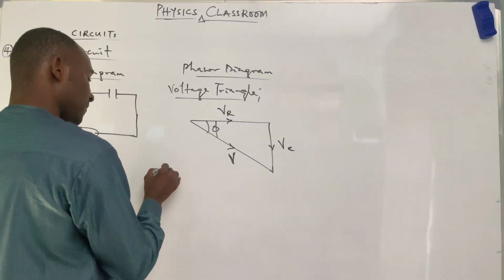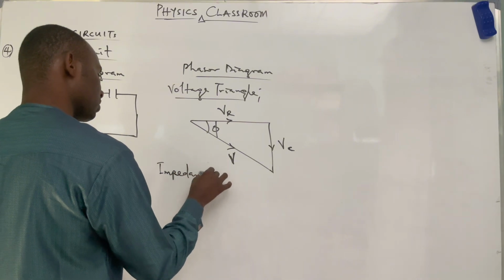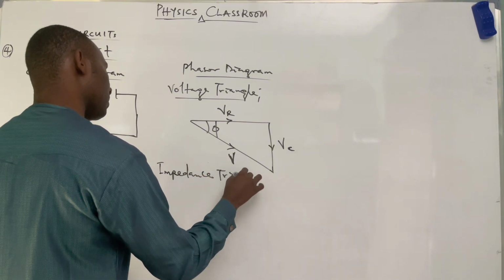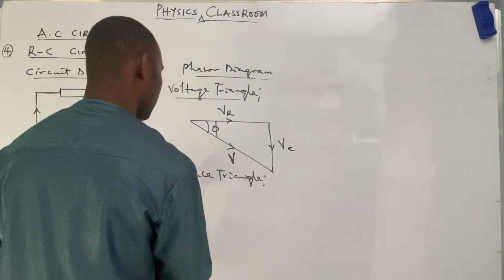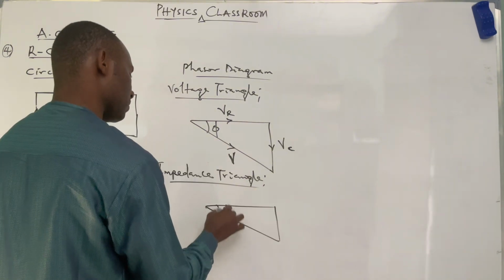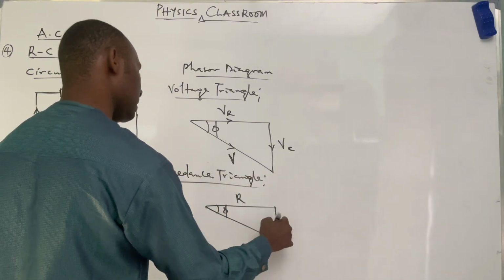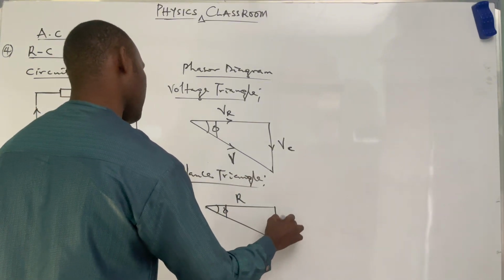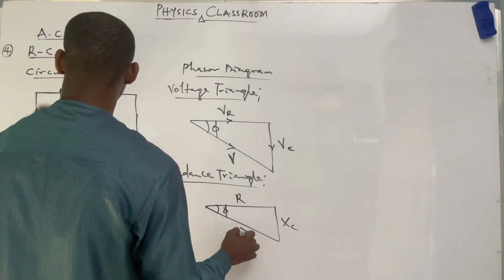Then for the impedance triangle, it is just going to take the same form as that of the voltage triangle. It's not different at all. We have our phase angle here as well. So this will change to R normally, while this will change to XC, and this will be our impedance, ZRC.